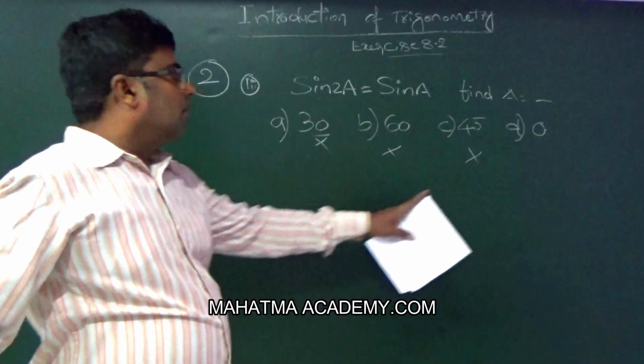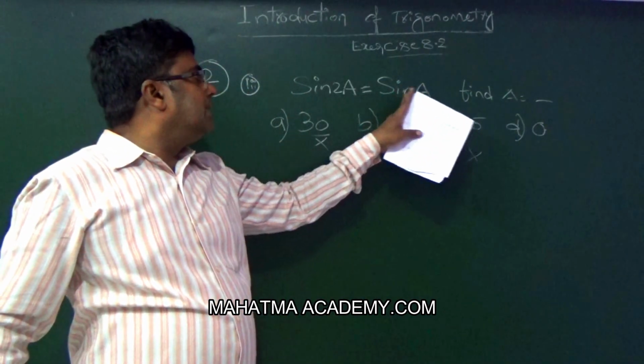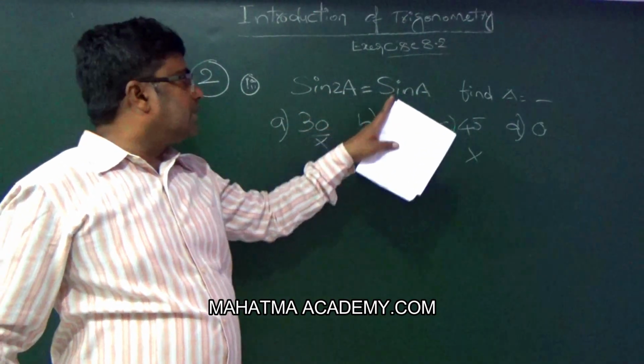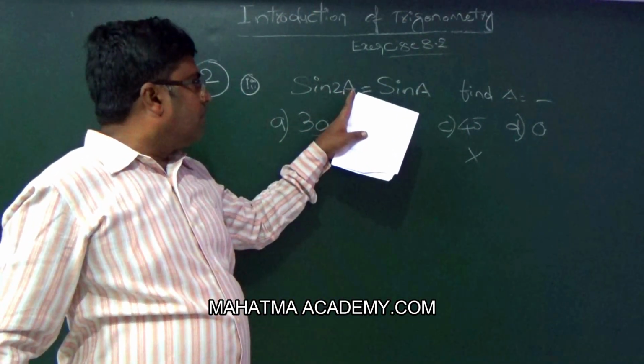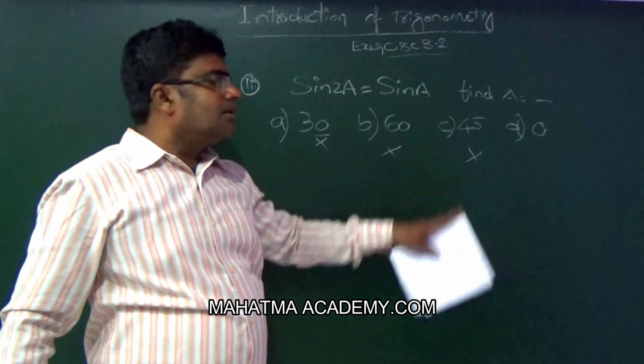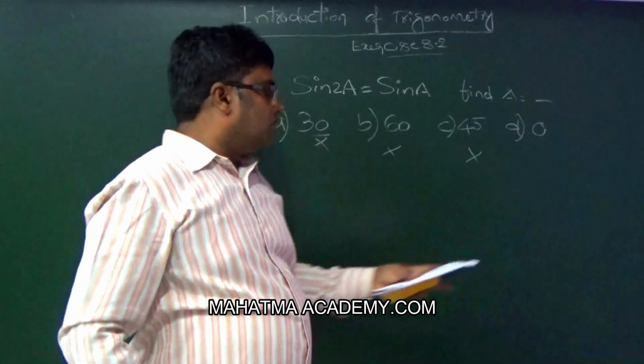Put the value of a equal to 0. Left hand side is sin 0, and the right hand side is also sin 0. The value of sin 2a is 0 and sin a is also 0. So the value of a is 0. Okay.